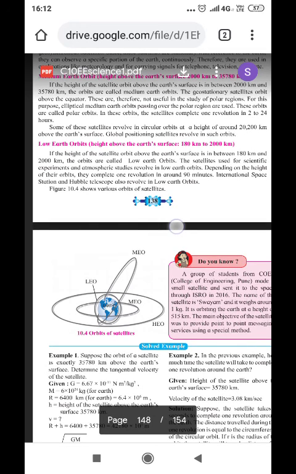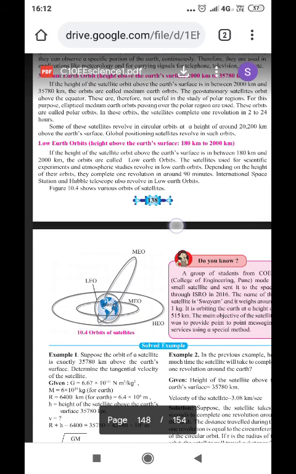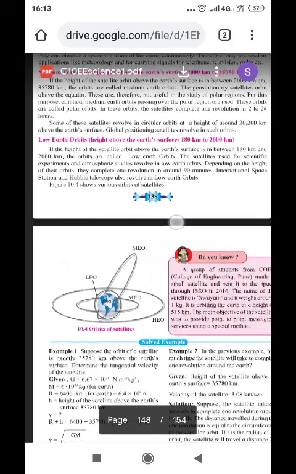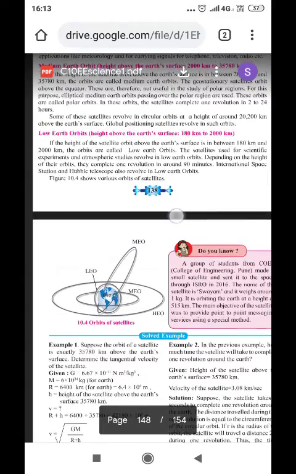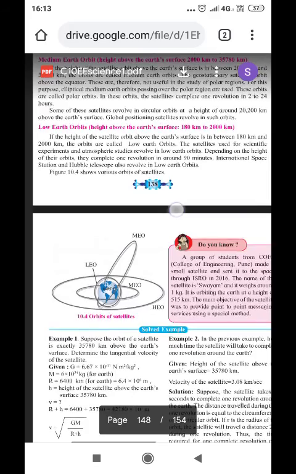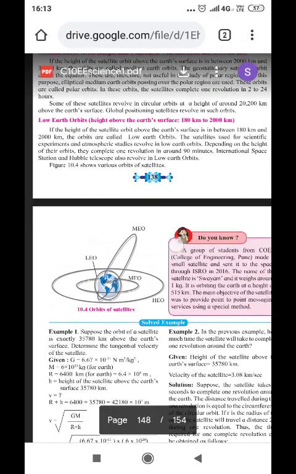So in the previous case, it was a full 24 hours, and in this case, where the height is very low as compared to 35,780 km, the satellite takes about 2 to 24 hours for one revolution around the Earth. Some of these satellites revolve in circular orbits at a height of about 20,200 km above the Earth's surface. Global positioning satellites revolve in such orbits.